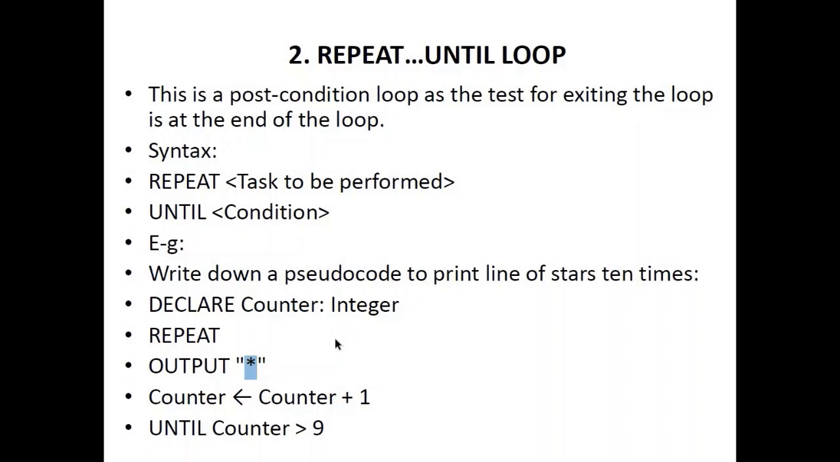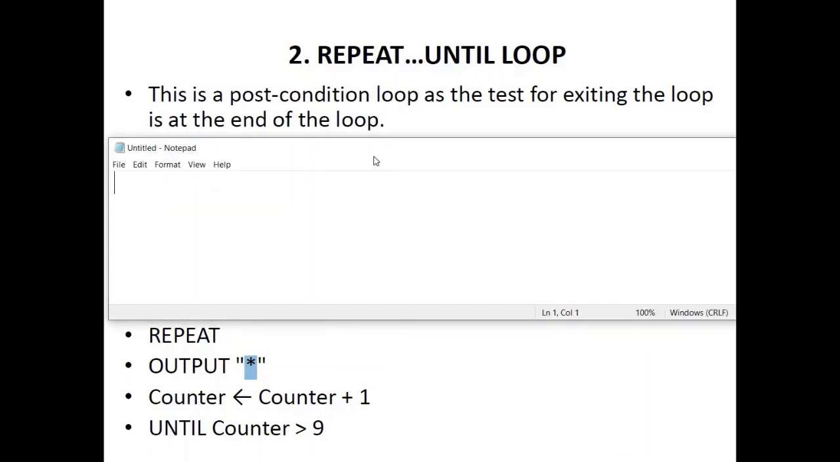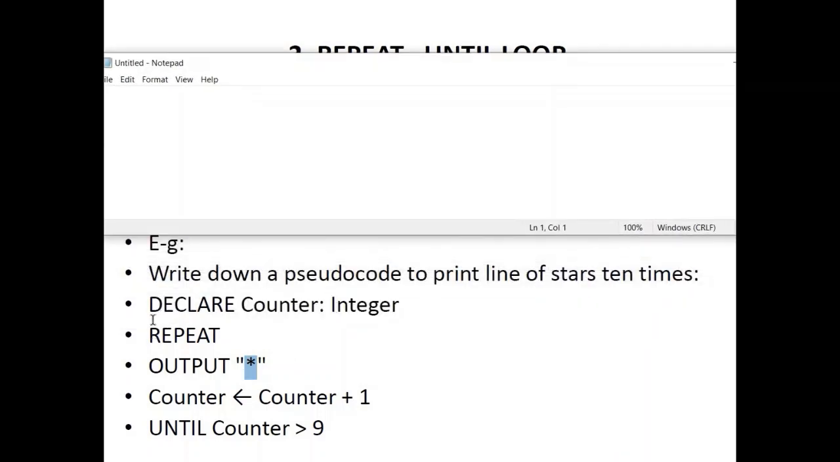It will start from 0, 1, 2, 3, 4, 5, 6, 7, 8, 9, 10 and so on. It would work something like this. The program is going to read okay, output star. It would simply print a star on the screen, then counter equals counter plus 1, so from 1 it will become 2, and then until counter is greater than 9.